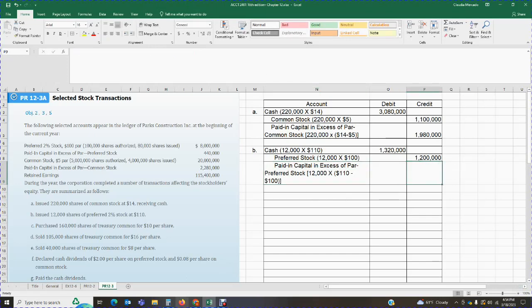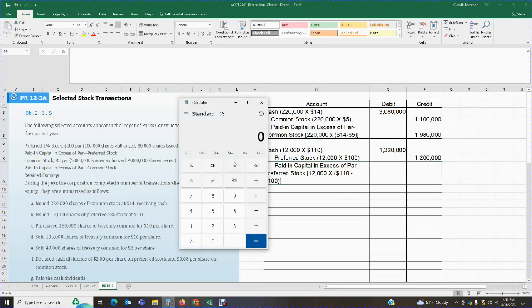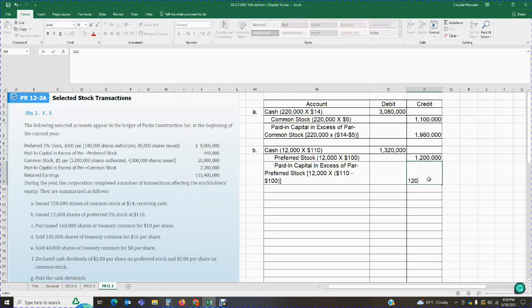So now I can do my calculation. They paid 110 when my par is 100. So that's a premium of $10 per share, and I'm going to multiply that by 12,000 shares. That's going to give me a paid in excess of par of $120,000. Remember, debits must always equal credits.